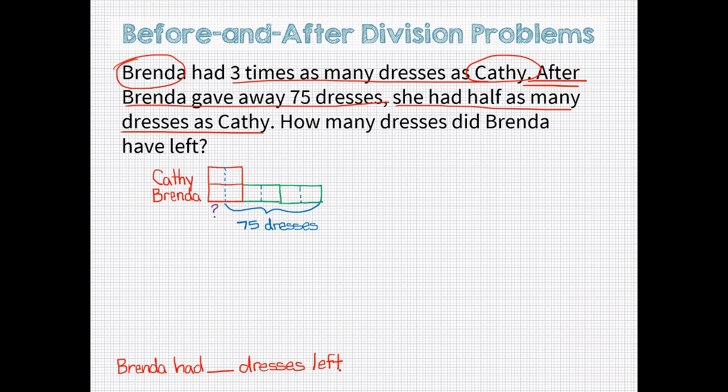Now, since our model tells us that 5 units is equal to 75 dresses, I can go one step further to find out that 1 unit equals 75 divided by 5, which is 15. Since each unit equals 15 dresses, we now know that Brenda has 15 dresses left. I think that's still too many dresses.